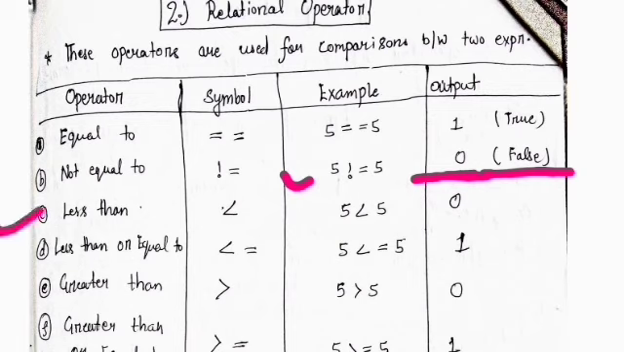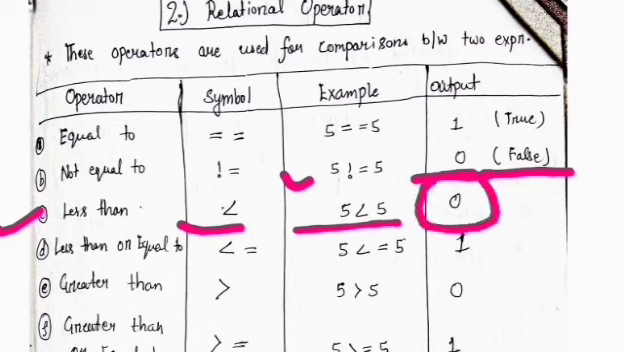Third is your less than. So less than is represented like this, and 5 is less than 5. This is false. So the output is 0. Next is your less than or equal to. It is represented like this, and here, coming to the example, 5 is less than or equal to 5. So the output is true.